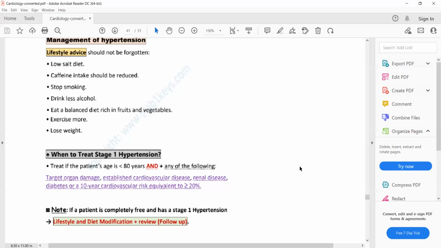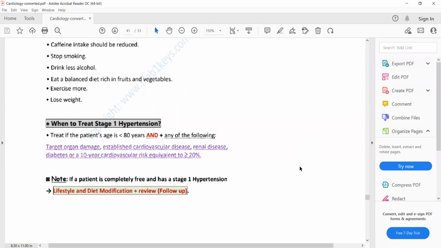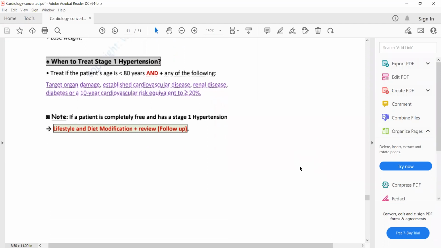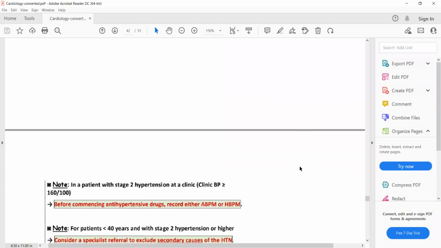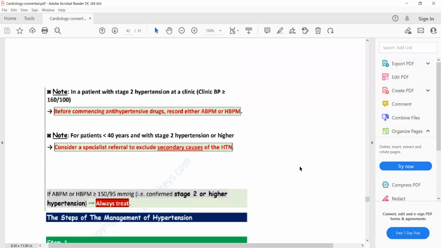Otherwise, only lifestyle advice will be given, such as low salt diet, reduce caffeine intake, stop smoking, drink less alcohol, eat a balanced diet consisting of fruit and vegetables, exercise more, and lose weight. These pieces of advice will be given to a patient with stage 1 hypertension. Now, how are we going to manage stage 2 and stage 3 hypertension?